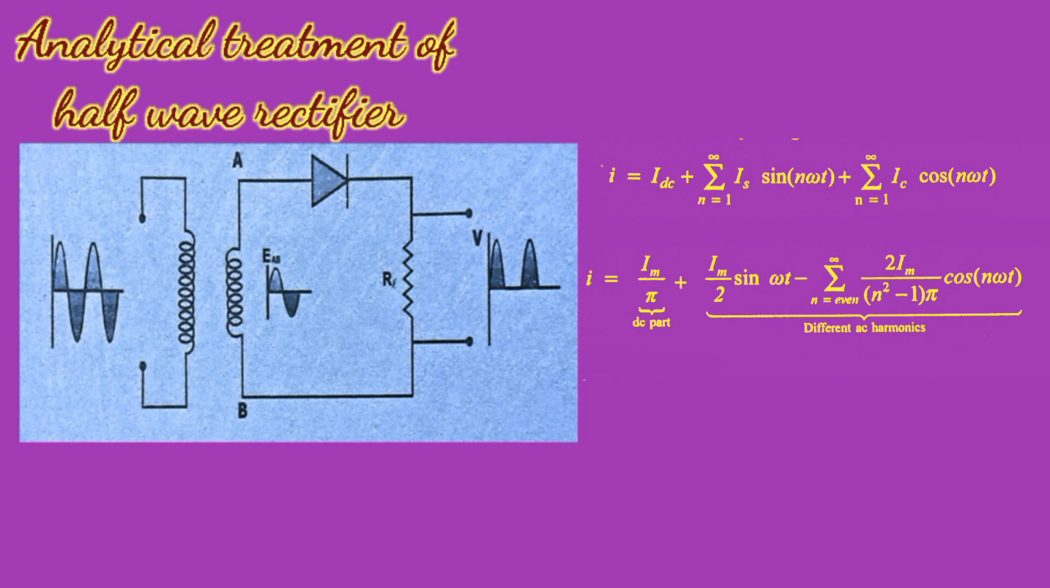On solving, we get I equals Im upon pi, which is the DC part, plus Im upon 2 sin omega t minus the sum over n equals all even numbers up to infinity of 2 Im upon (n square minus 1) into pi cos n omega t. This part represents different AC harmonics.